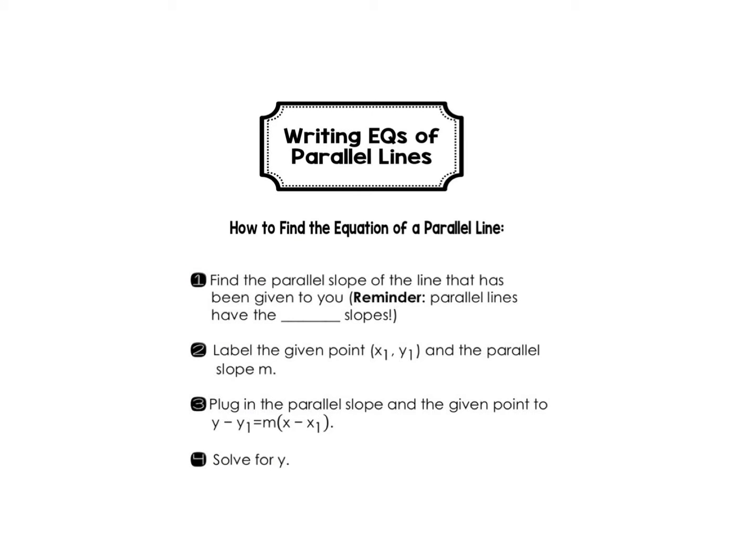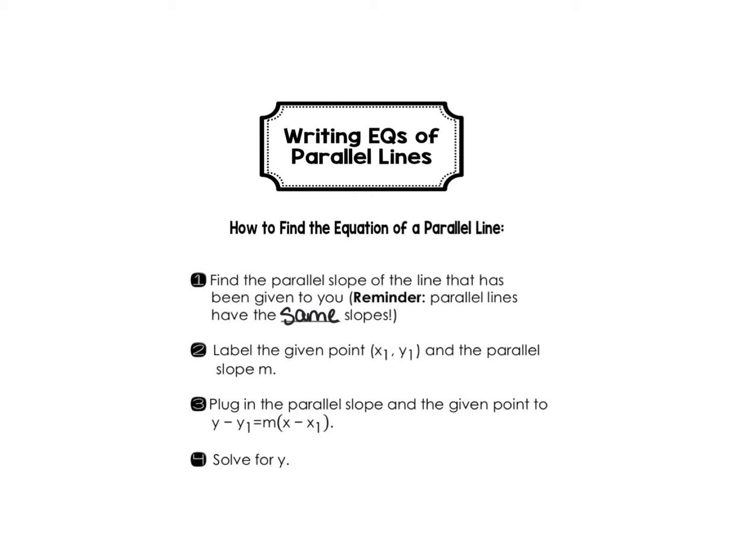So the next thing we'll look at is writing equations of parallel lines. This is very similar to what you did when you were just writing equations of lines. Now you're going to write equations of lines that are parallel to the given line. The first step is to find the parallel slope of the line that has been given to you. Remember, parallel lines have the same slope.